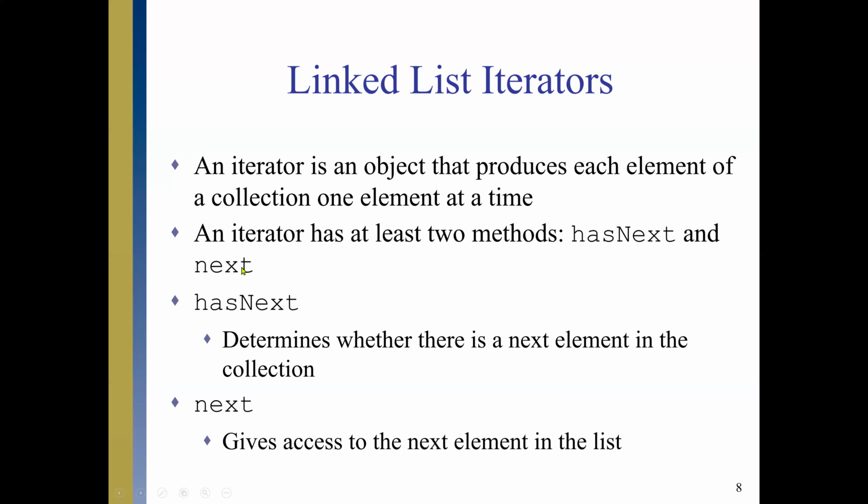So hasNext normally will check whether there is a next element in the collection. I can use hasNext in the condition, and that will check if there's an element in the next position. Then next is the method that will move the item. So it will give access to the next element in the list. So we use hasNext to check if there are items or elements in the next position of the linked list. Then we use the next method to get the element in the next item in the linked list.